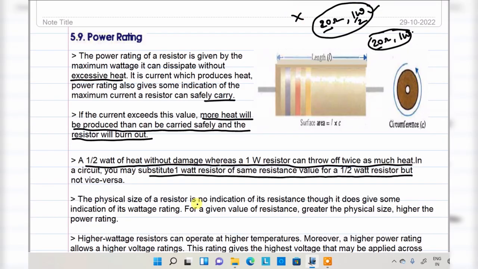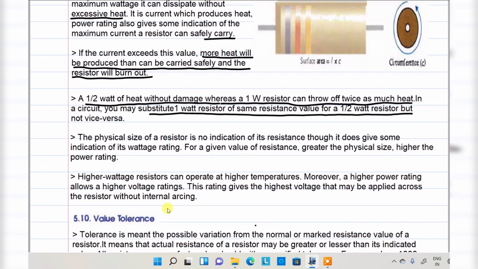Your circuit is going to have the resistor burned, because an excessive amount of heat will be generated. Did all of you get my point? Even though your resistance rating is the same, don't use a wattage rating less than the specified value. That's what is mentioned in this particular point.